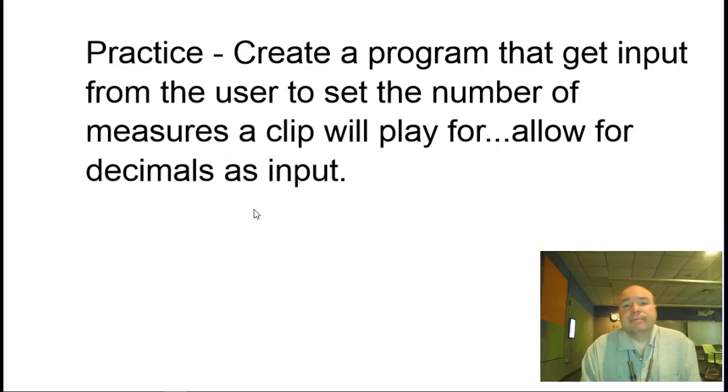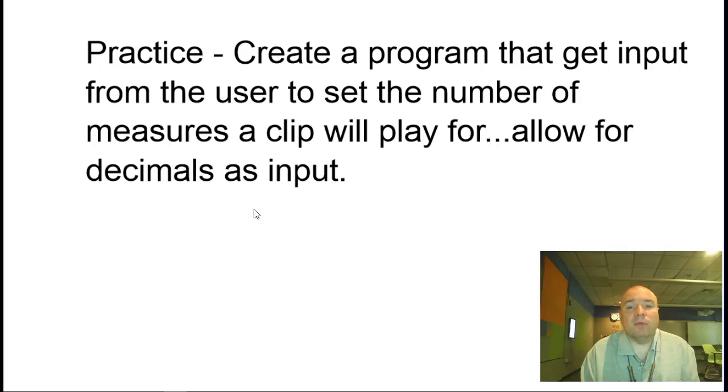So, your turn. Your practice assignment is to create a program that will get input from the user to set the number of measures a clip will play for. So you're going to have to deal with the fact that they input a string, and you're going to have to convert it to a number in order to set up a set media and use that measure length. So think about that. You're also going to have to choose a start measure and end measure. So think about how you want to do that.